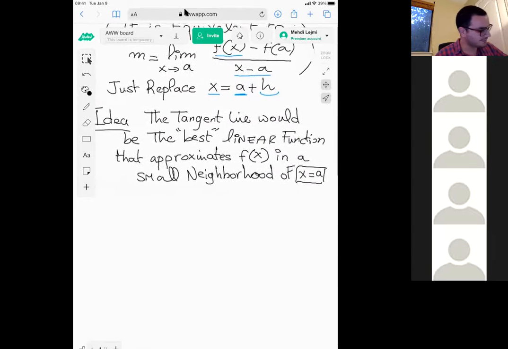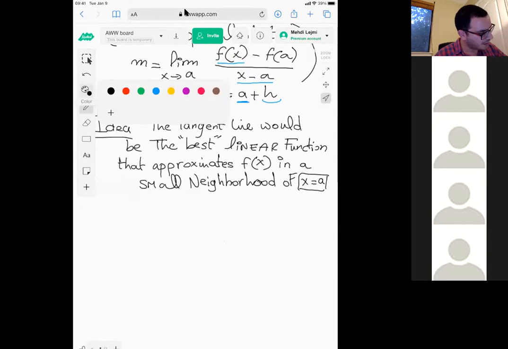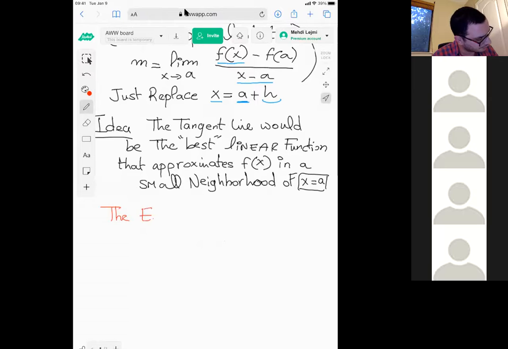Anyway, so as I was saying, the equation of the tangent line is the following. So here's the equation of the tangent line.